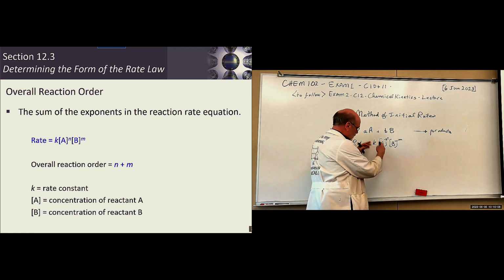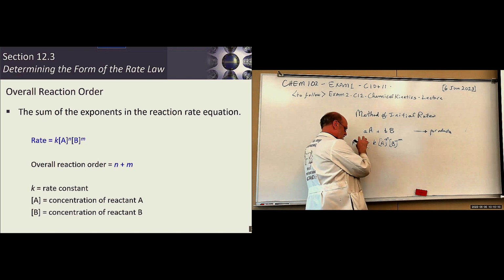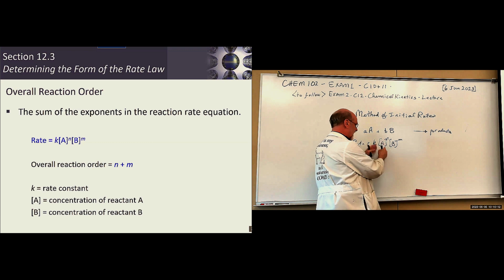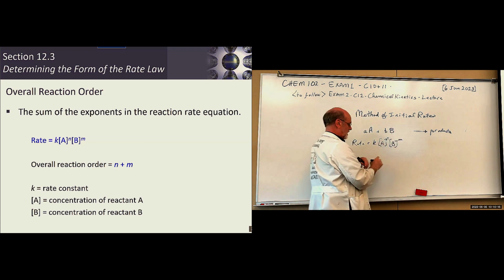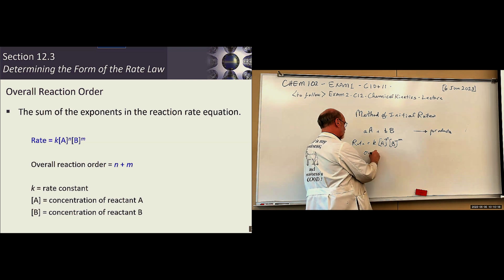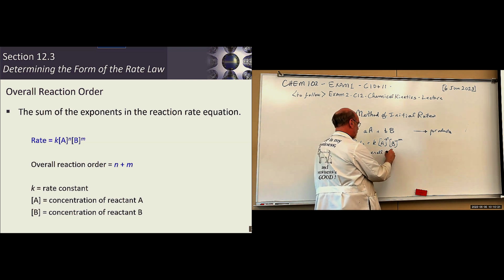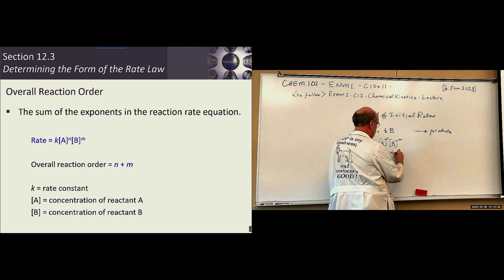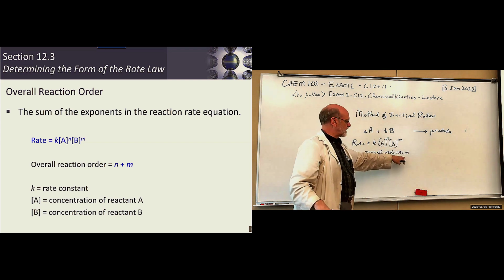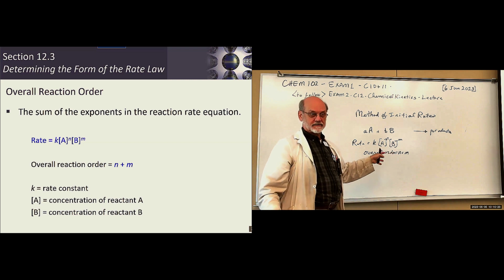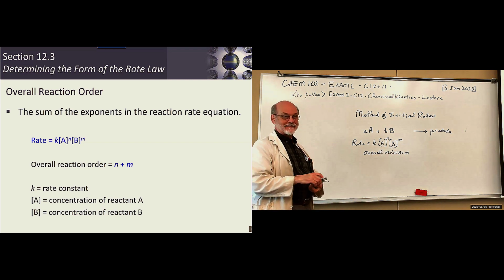This reaction order with respect to A would be N, and with respect to B would be M. But the overall order is simply N plus M. So if that were 1, this is 2, then overall would be 3.